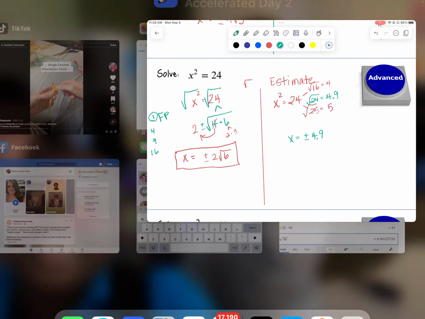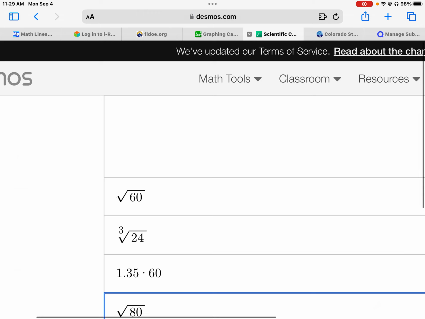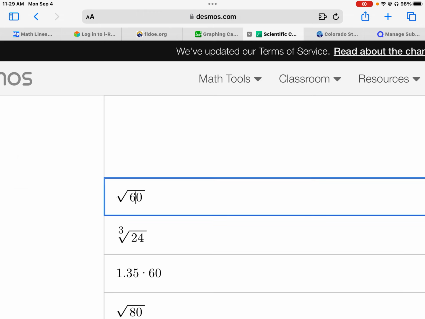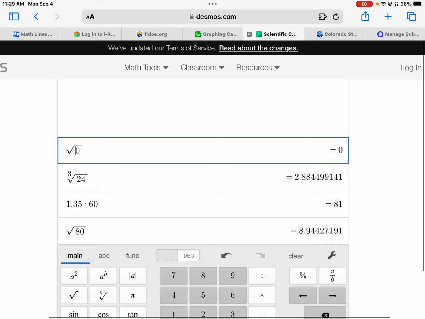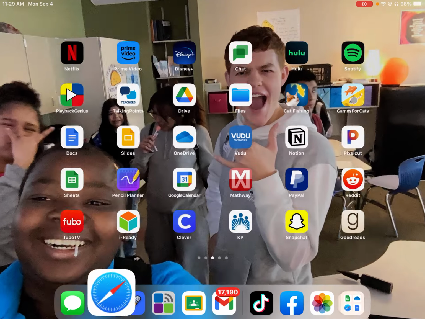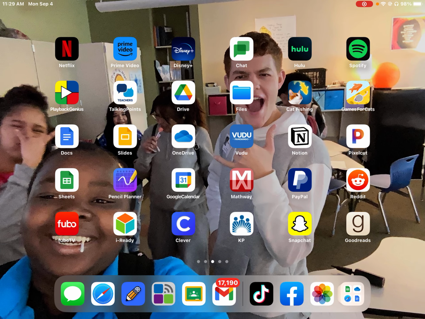Now checking with our calculator, let's get this going. Let's get this to be 24, 4.89, which rounds to 4.9. So that's kind of cool.